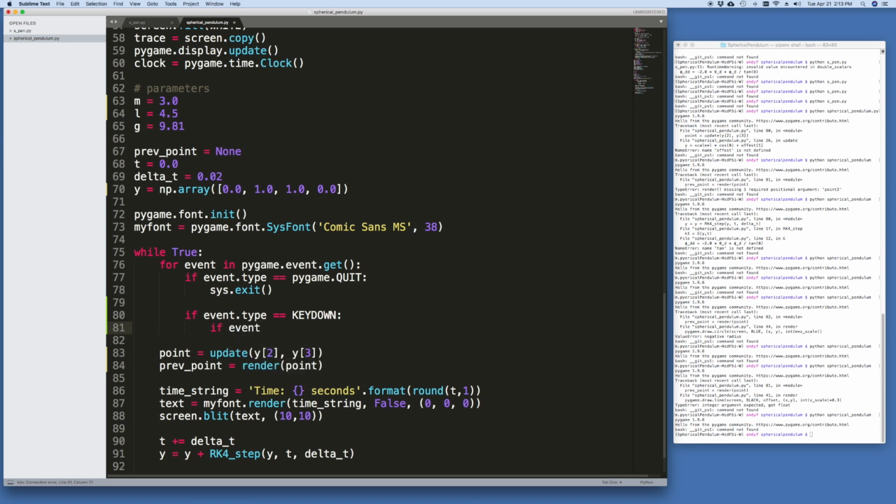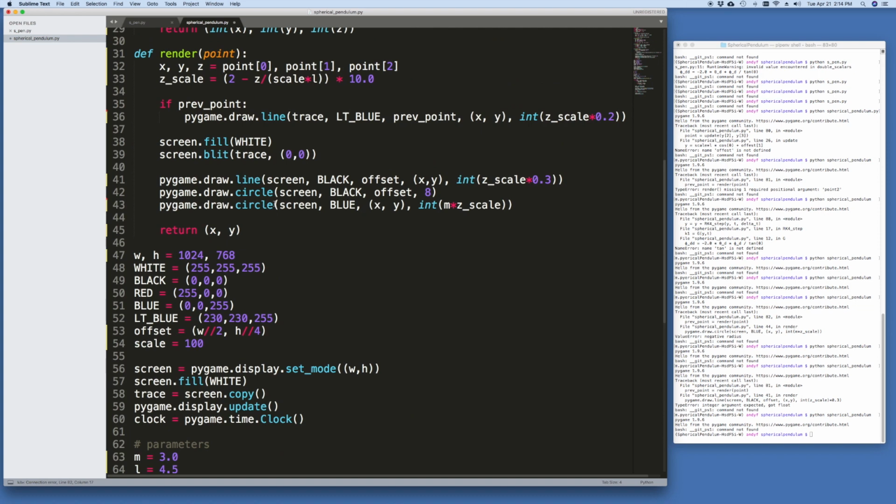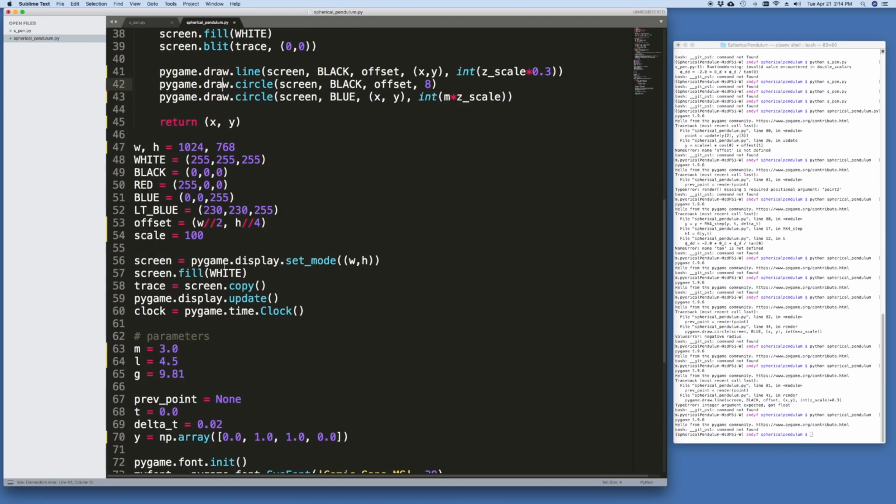So we would say if event key, whoops, not key down, but a key is equal to, let's just say the T key. T for trace. So K for key, subscript T. So what do I want to do if the T key, I want it to stop tracing. And it's doing the tracing here by blitting the trace layer with this. Here's how I'm going to do that.